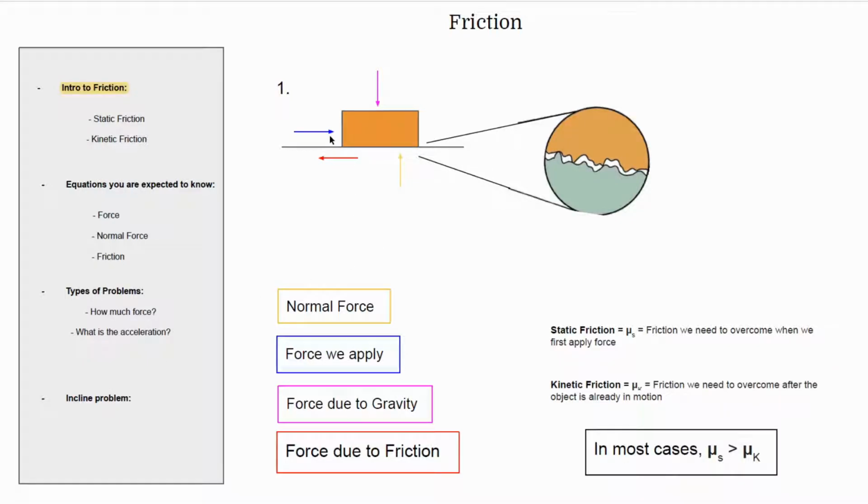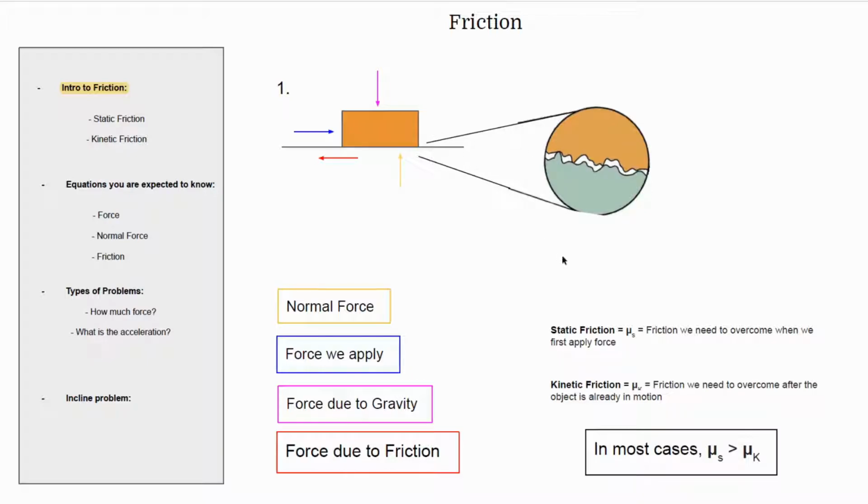Friction can be defined as the resistance one object feels when moving over another. A way to visualize this is if you look at this zoomed in diagram of the box and the plane. The box has a textured bottom, and so does the plane it sits on. And what happens is these bumps and grooves interlock, which makes it harder for the box to move, and this is what causes the force of friction.